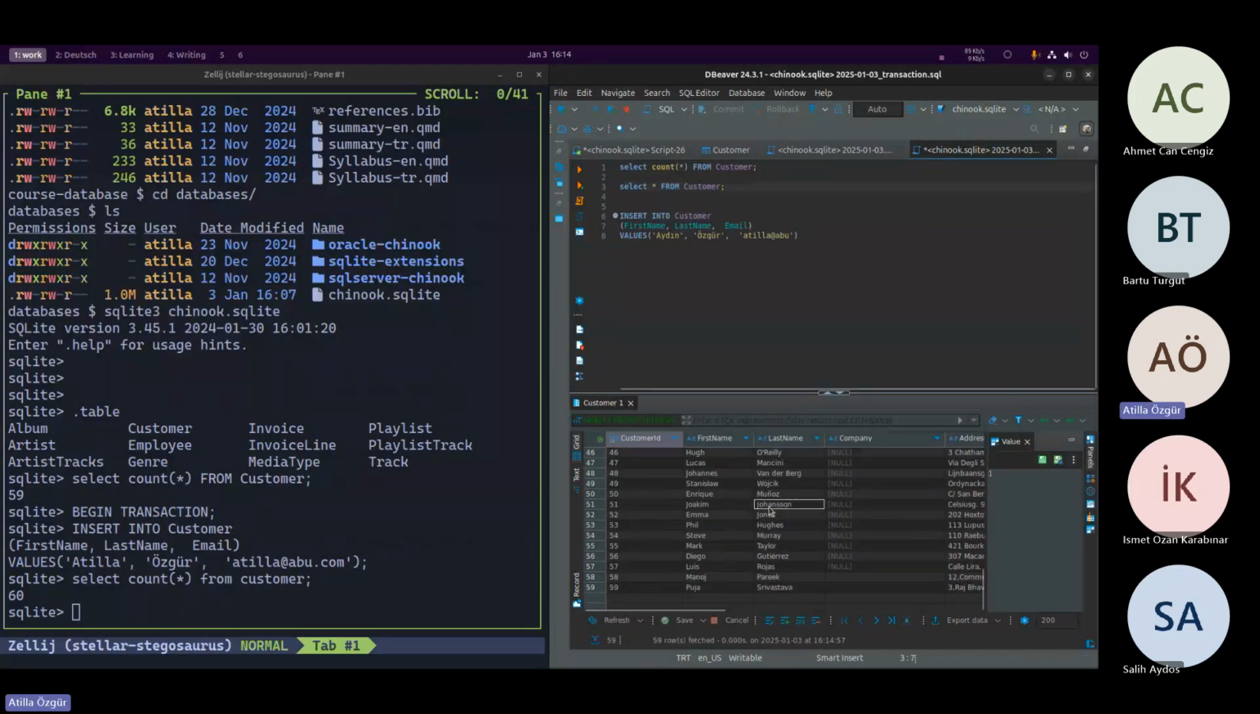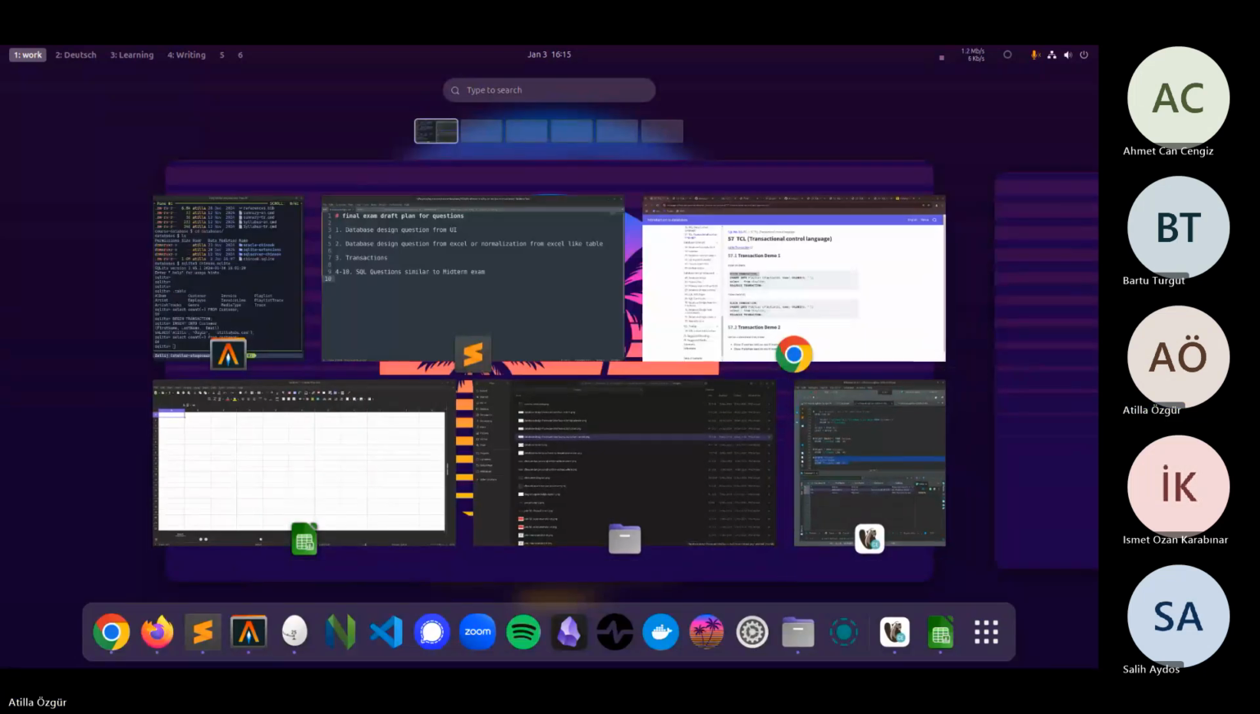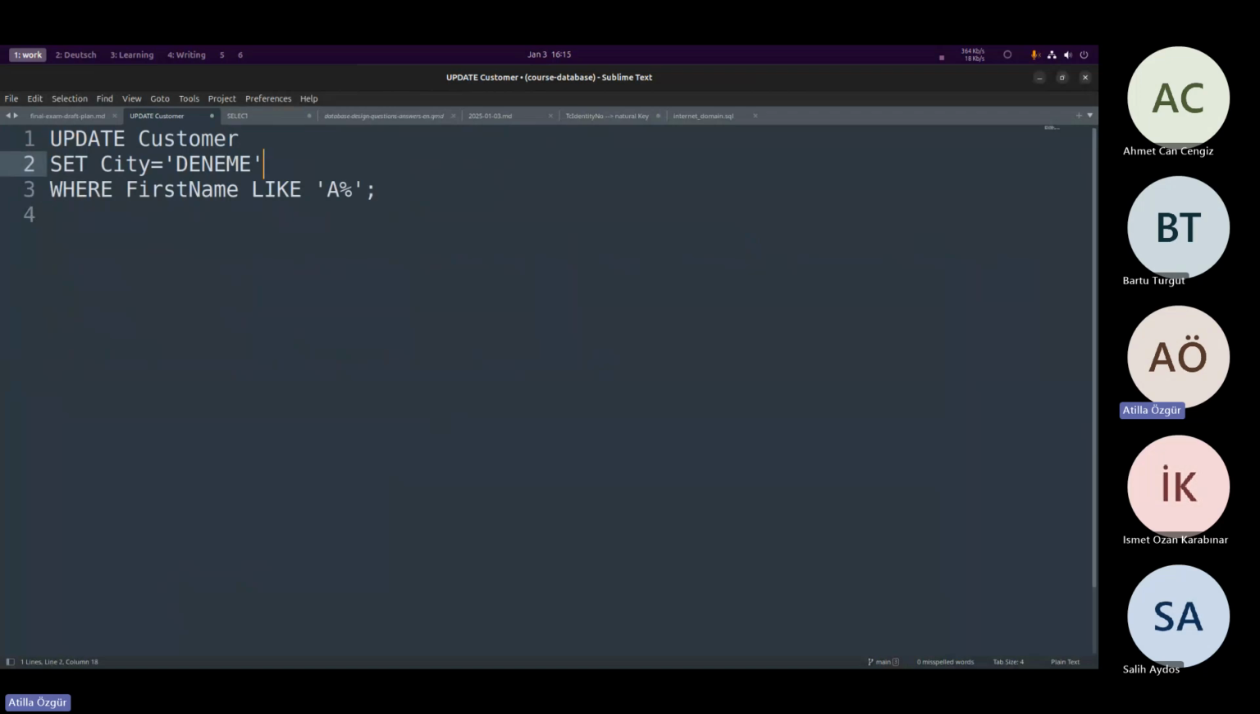I can run these commands. I can see the customer and the other information, but I will not be able to see this other part. I can, for example, run this query. I have update customer. Okay, this query, and instead of deneme, let me write in transaction.